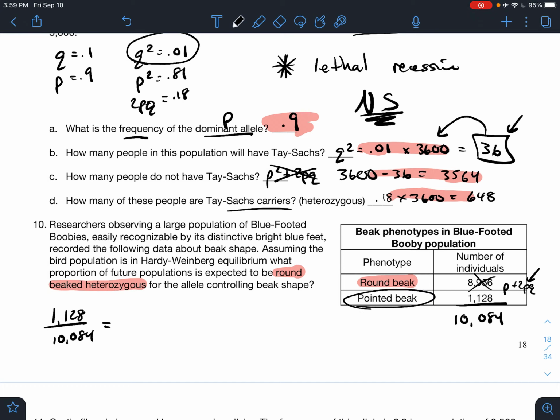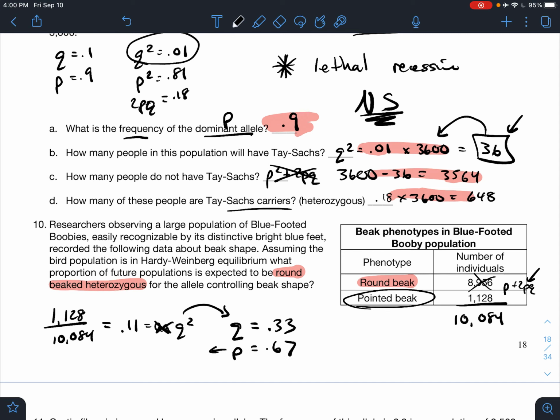How often do you see a pointed beak? We come out to about 0.11. That's rounded. That's going to be little a. That's Q squared. Where do we go from here? Well, Q squared alone didn't give us anything except for Q. What's the square root of 0.11? Well, our Q is going to be 0.33. Now we can find our P, 0.67.